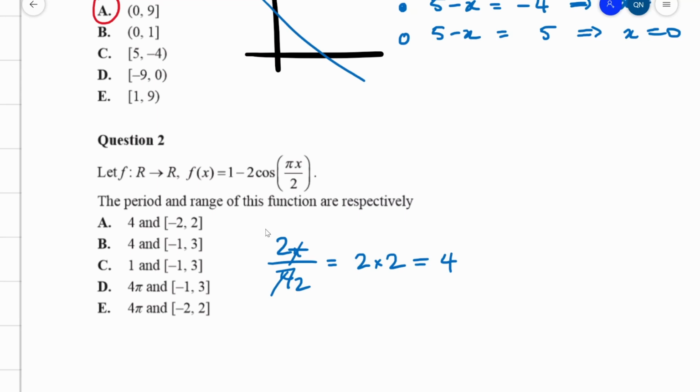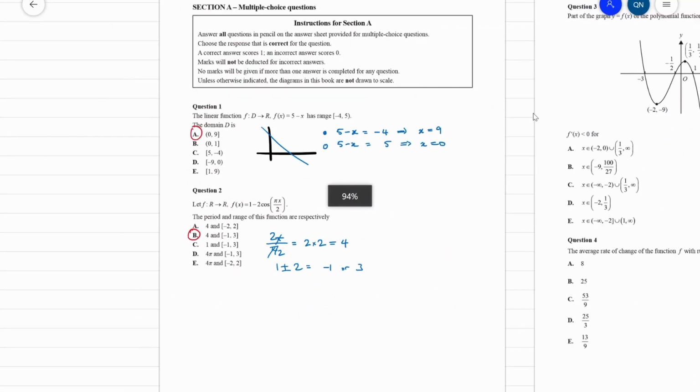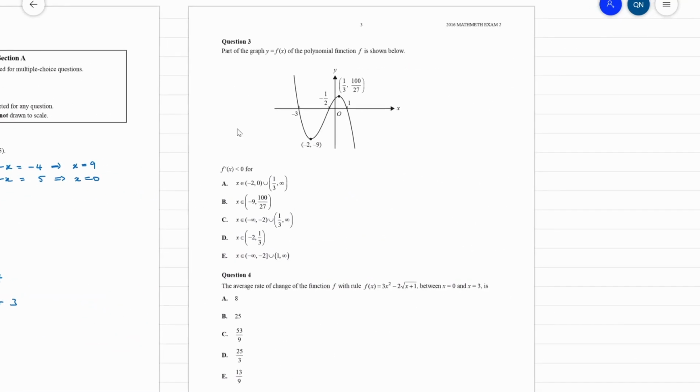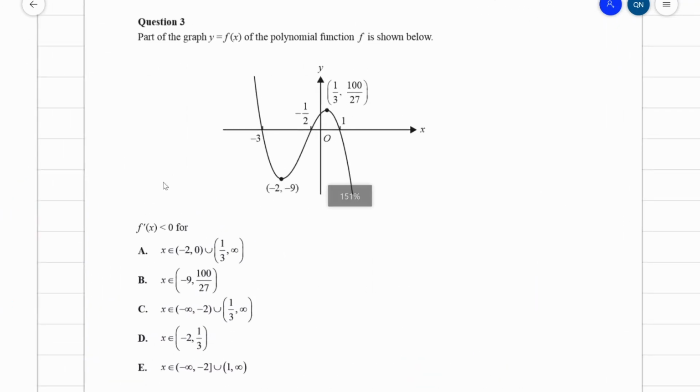The range, you take the mean position, which is 1, add or subtract the amplitude, which is 2, which gives you -1 or 3. So period is 4 and the range is -1 to 3, so it has to be option B. Question 3, part of the graph of f is shown below.